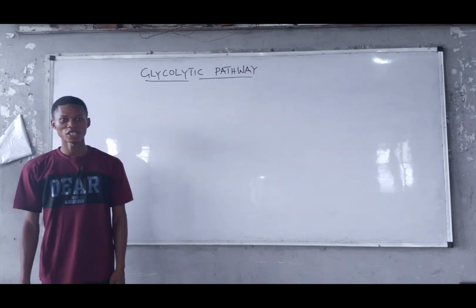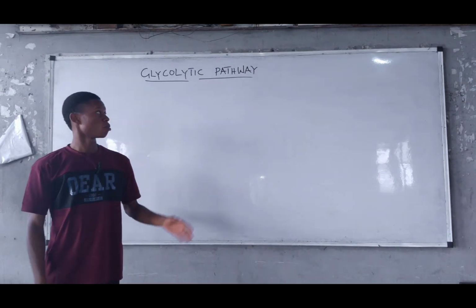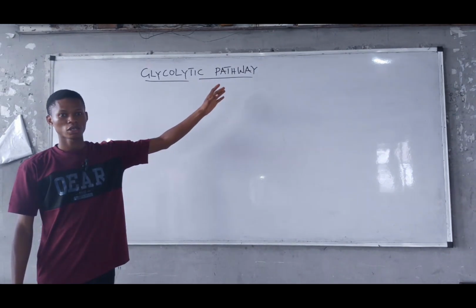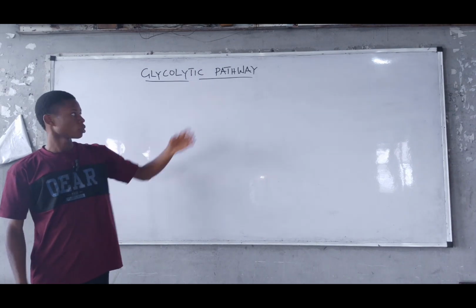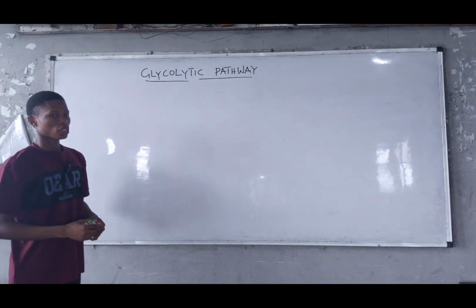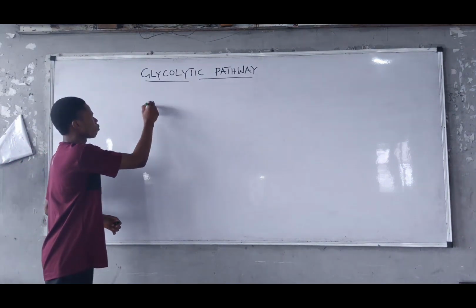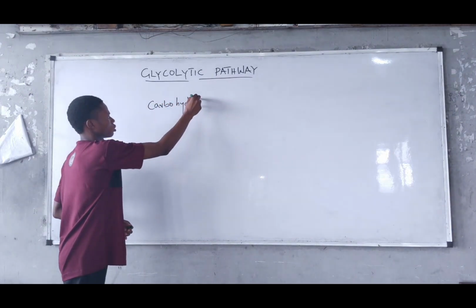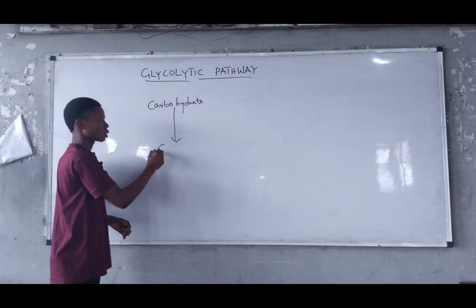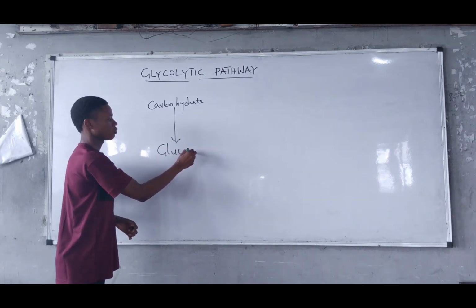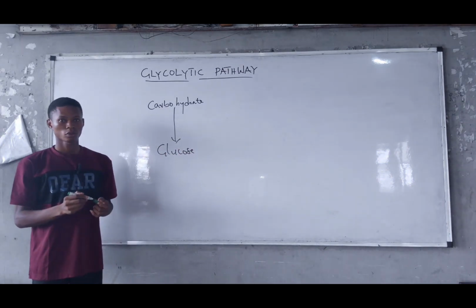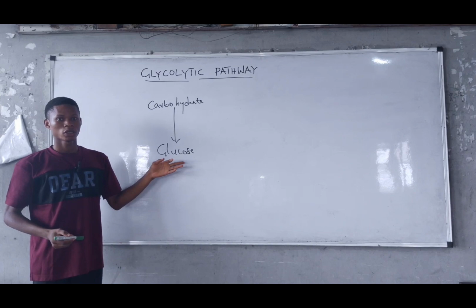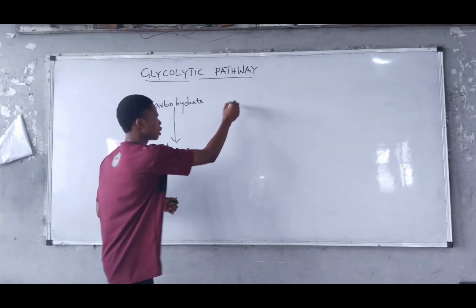Alright, welcome once again, and today we're going to be talking about the glycolytic pathway. The glycolytic pathway. Now, the end product of carbohydrate digestion is monosaccharide, which we can take, for example, the glucose. Glucose is a monosaccharide. Now, let's look at this diagram.